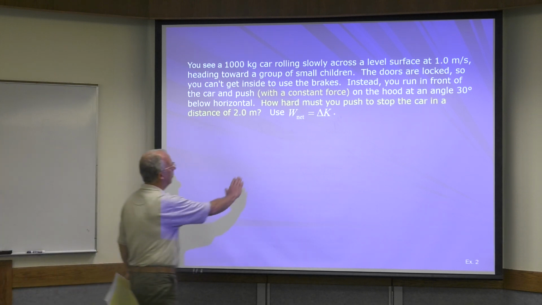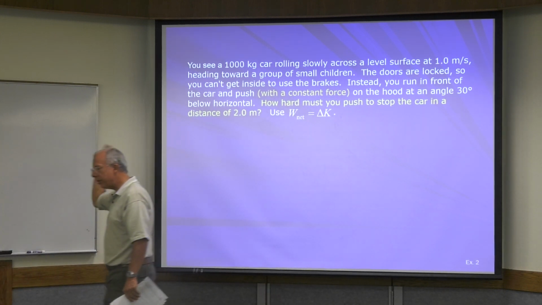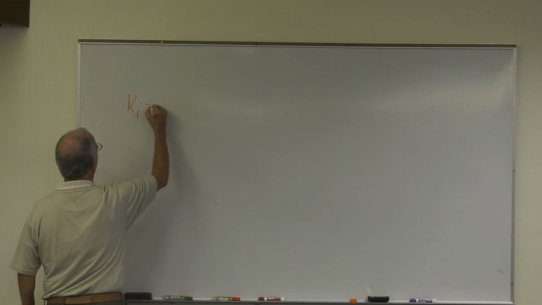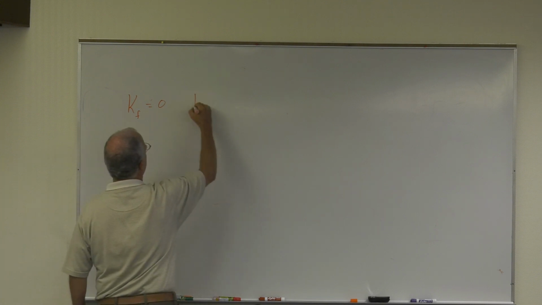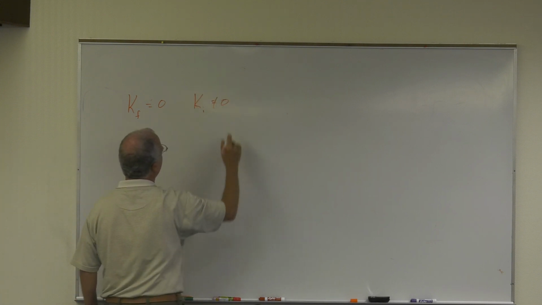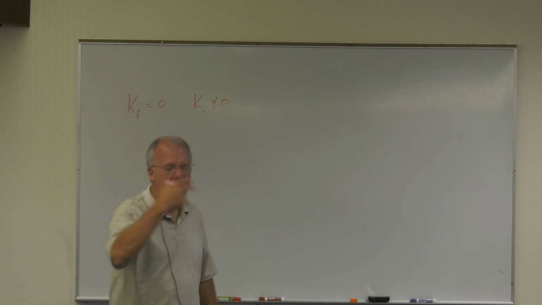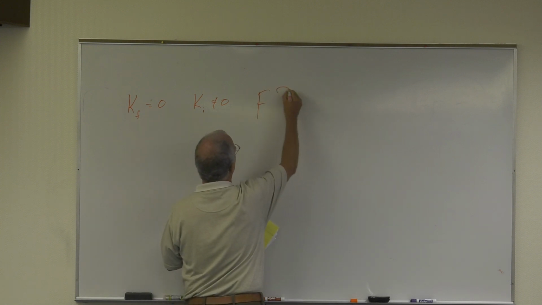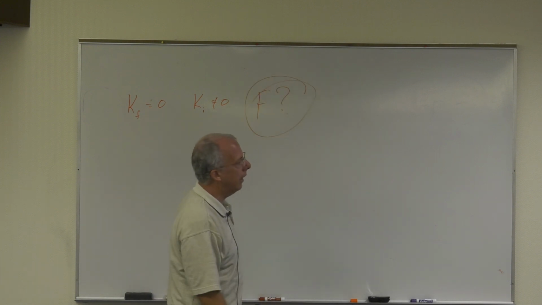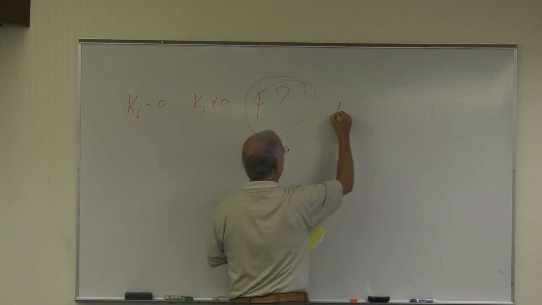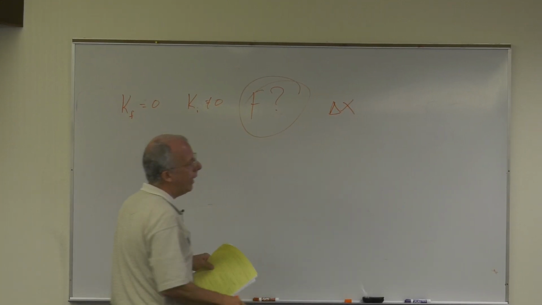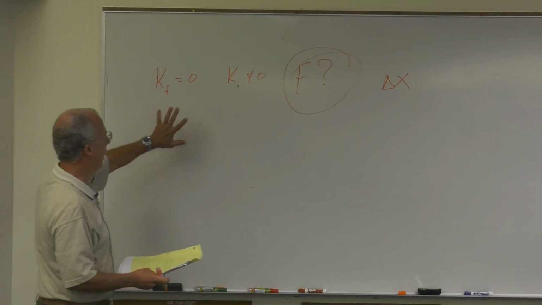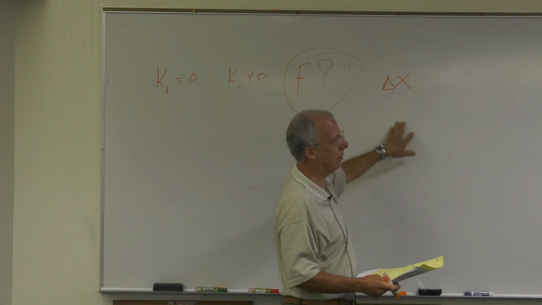Now again, I wish I wouldn't have written this here. But what's your thought process? K final is 0, because you're going to stop it, and you have some K initial, whatever that is. It's not 0. So you have a before and an after, K initial, K final. Now the question is asking about a force, and it says you want to stop it in 2 meters, so there's a delta x. So again, what equation or principle have you learned that relates delta K, force, and delta x? This, right?